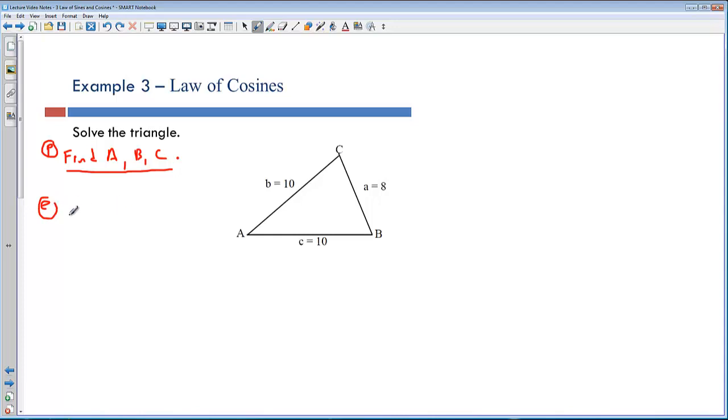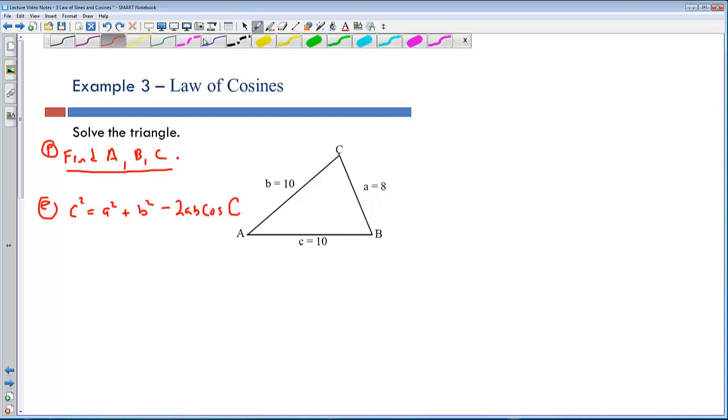Let's write down the law of cosines, and we'll just use it. So we know that c squared is equal to a squared plus b squared, and then minus 2ab cosine of c. And so we know certain things. We know little a, little b, and little c, and we just need to find that angle c. So let's just plug and chug basically.